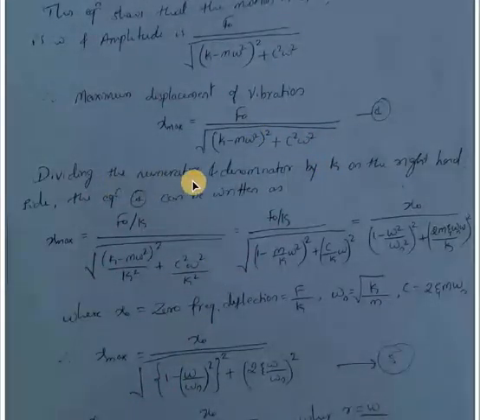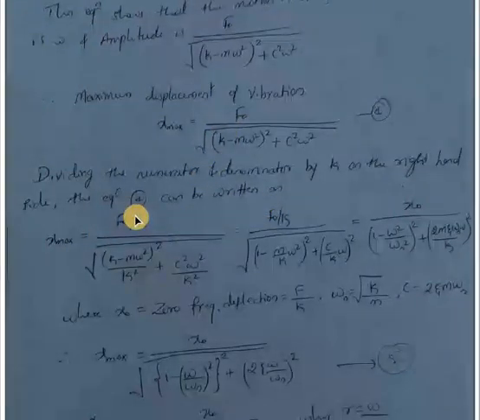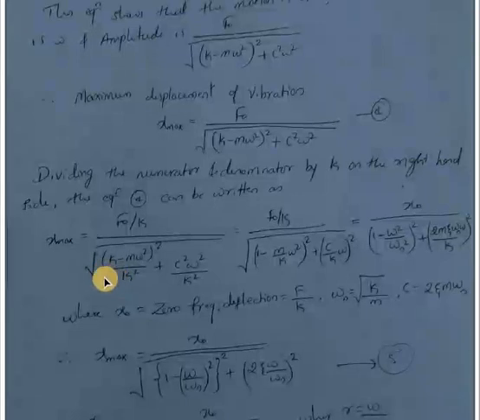Now if you divide the numerator and denominator by k on the right hand side of equation number 4, you can write the equation as F0 by k. If you take k into the root, under the root it will be k square. So here I am dividing the numerator and denominator by k. The numerator is F0 by k as it is, and in the denominator I am taking k as the common term, so I am left with 1 minus (m by k) omega square, whole square, plus (c by k) into omega, whole square.